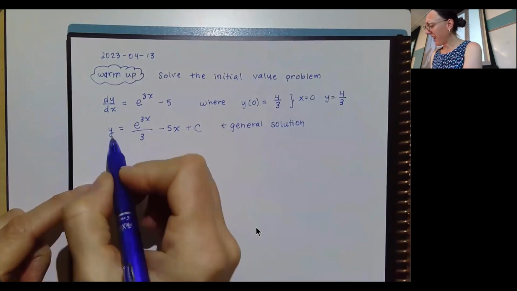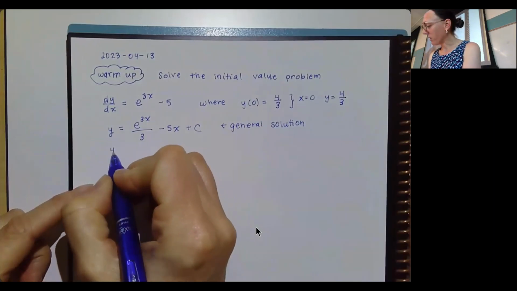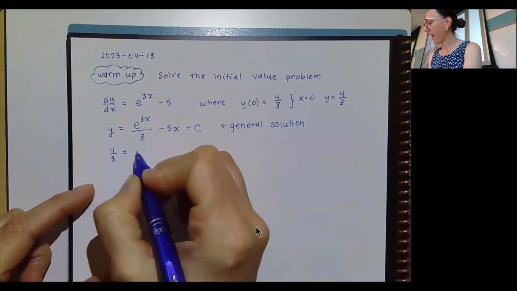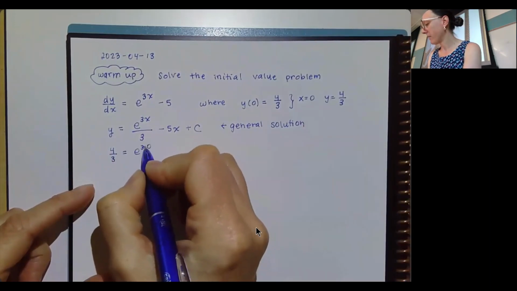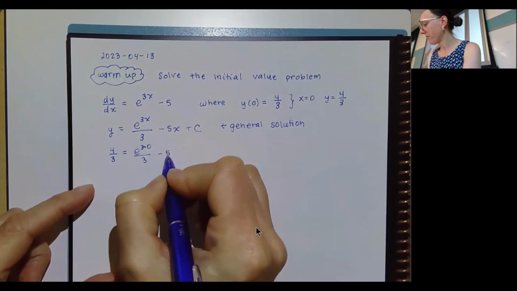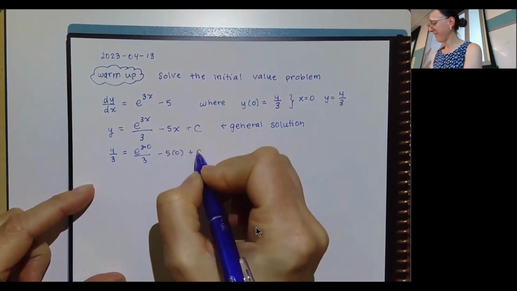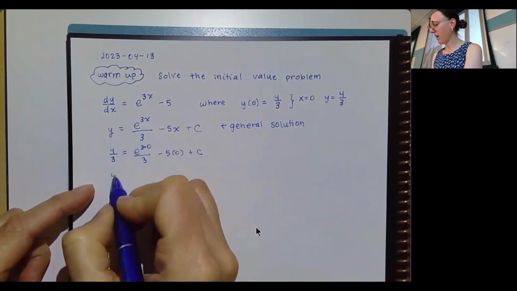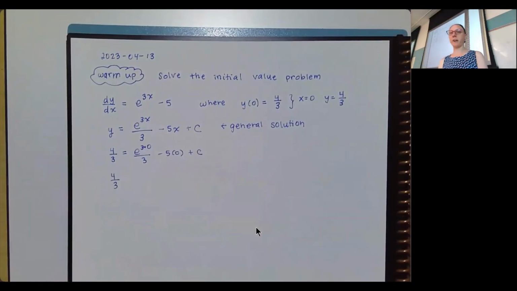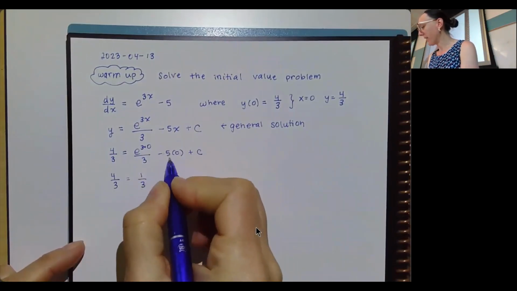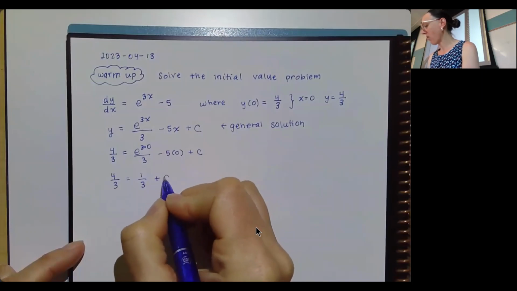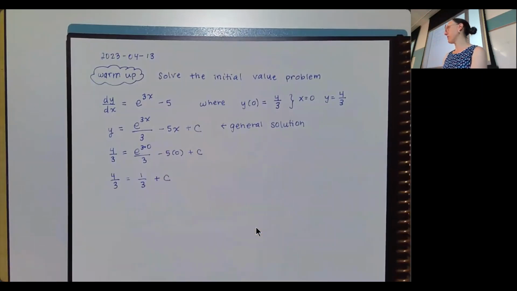Plugging that in, I'm going to exchange my y value and plug in a 4/3. And everywhere that I've got an x, I'm going to plug in 0. Doing a little bit of quick algebra here, 3 times 0 is 0, which then the e to the 0 is 1. So that means I'm looking at 1/3 minus 0 plus that constant has to equal 4/3.